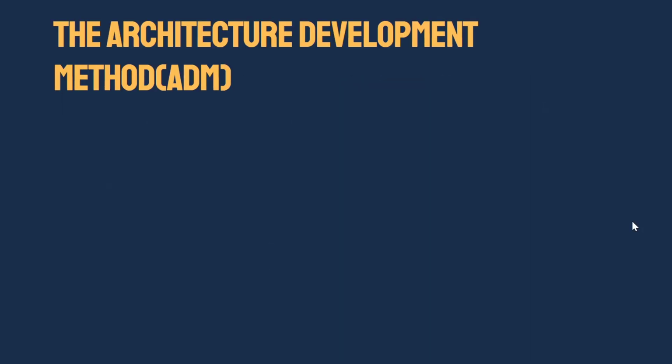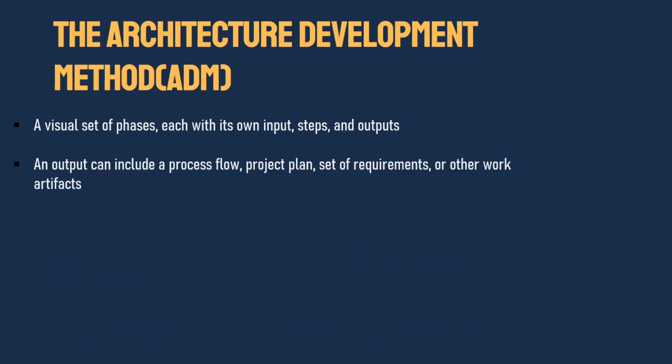The architecture development method, ADM, is a figure set of phases, each with its own inputs, steps, and outputs. An output can include a process flow, project plan, set of requirements, or other work artifacts. Outputs should be versioned, agreed to, and then signed off. Each phase and its steps can be fully tailored to your organization.